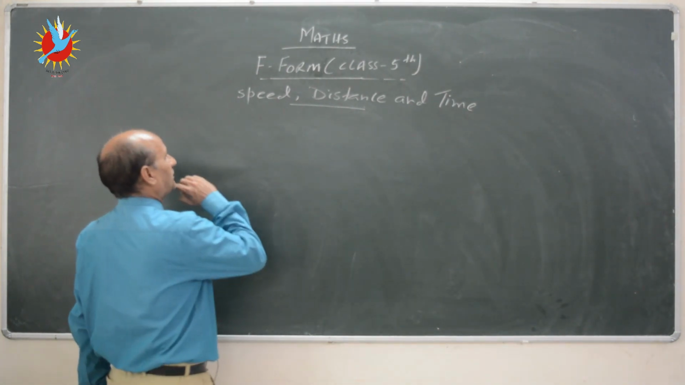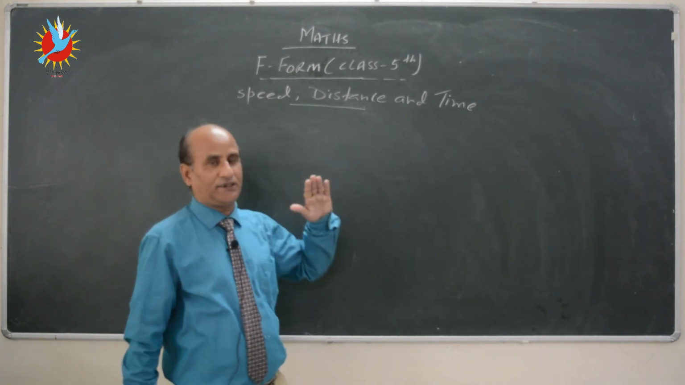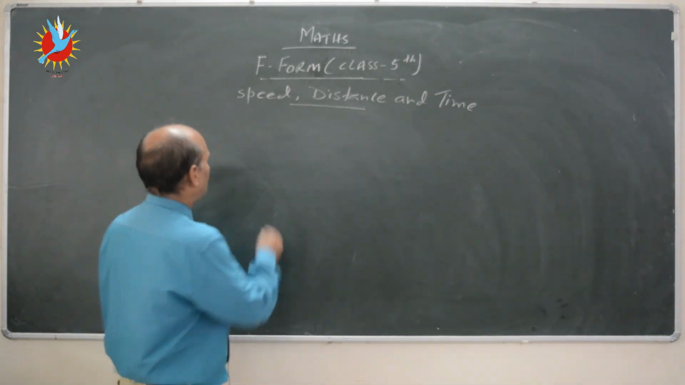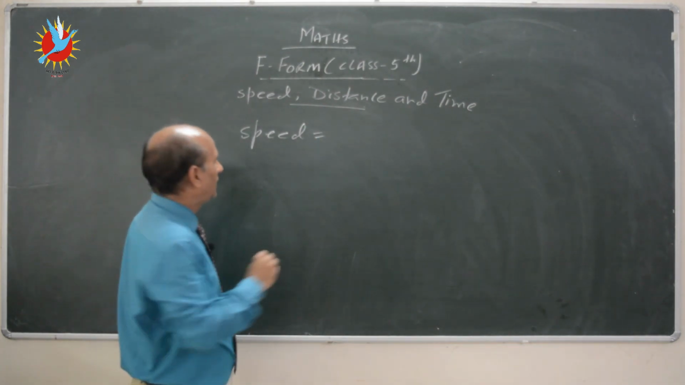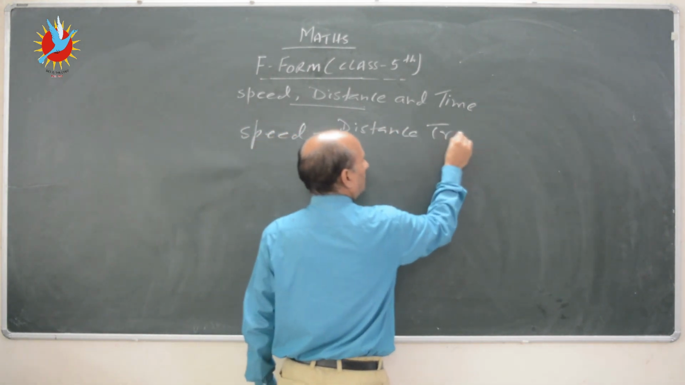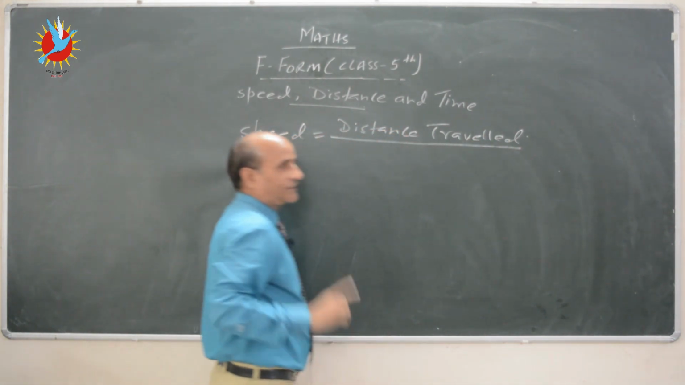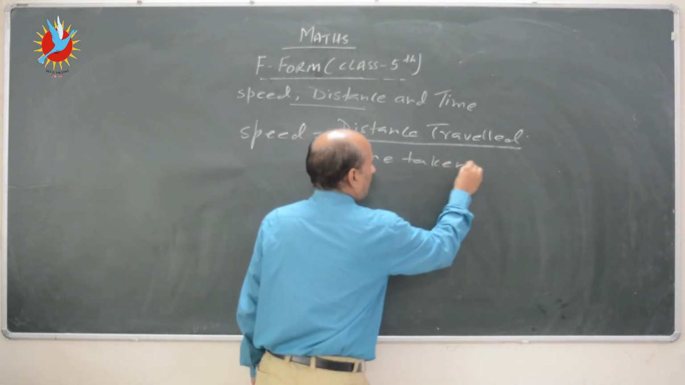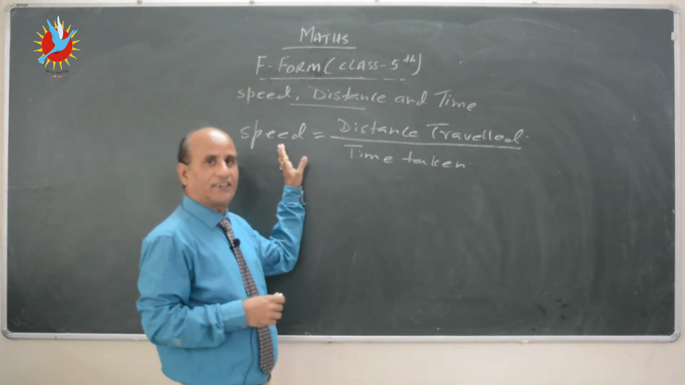Okay. Now speed, according to science, you have learned this definition in science. Speed is distance per unit time. So we will use the mathematical part of that definition. Speed of any object is distance traveled divided by time taken by the object. So this is the mathematical formula for finding the speed.